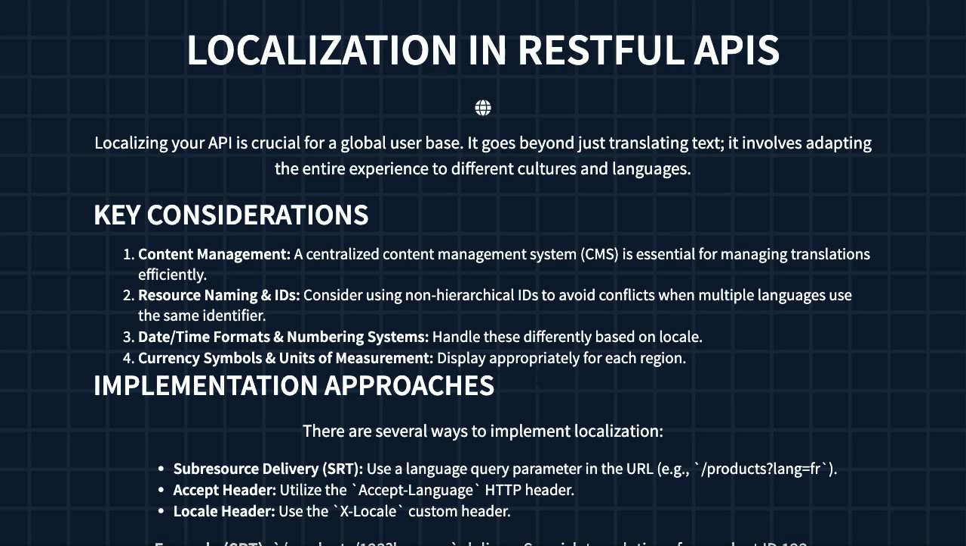One common approach is using URL-based content negotiation, which means adding a language query parameter to your URL, like /products?lang=fr. Or you could use the Accept-Language or even X-Locale headers.